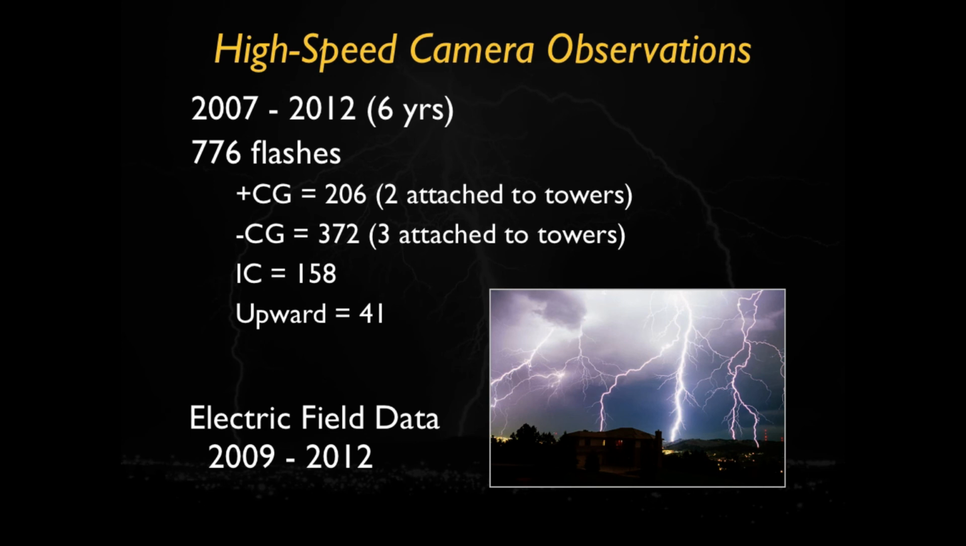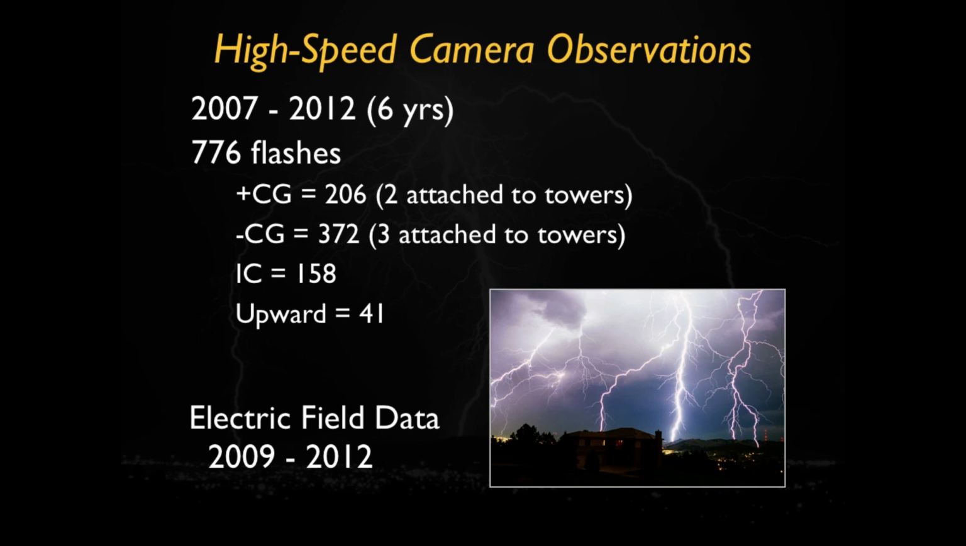Since 2007, when we first started using the high-speed cameras, we've captured 76 flashes, so over a total of 6 years. 206 of those were positive CG flashes, 2 of which attached to towers, and 372 were negative CG flashes, 3 of which attached to towers.